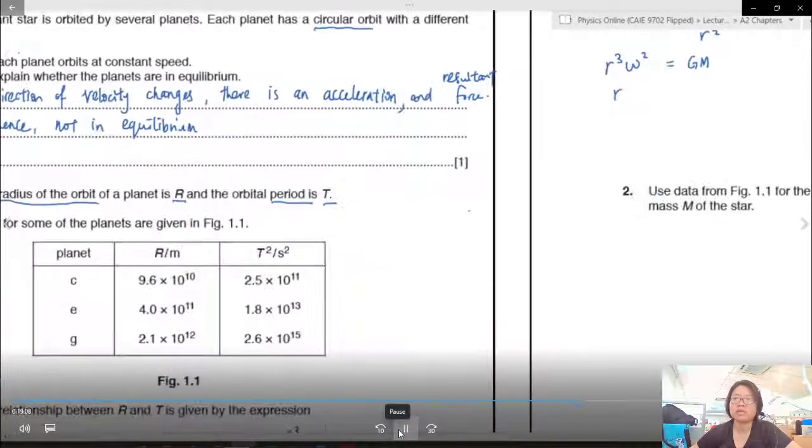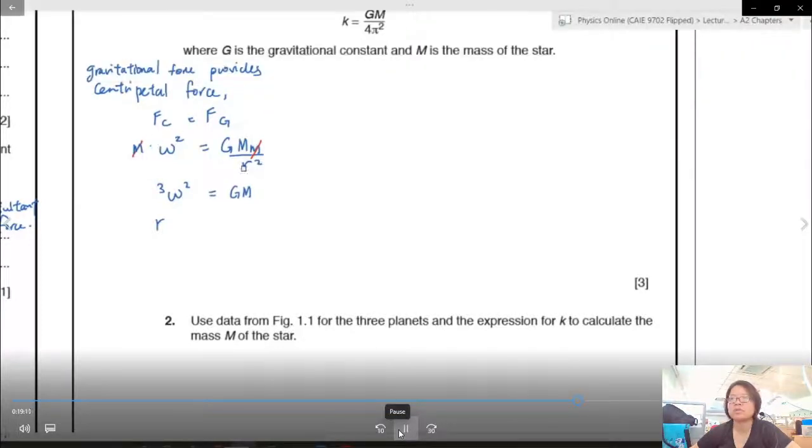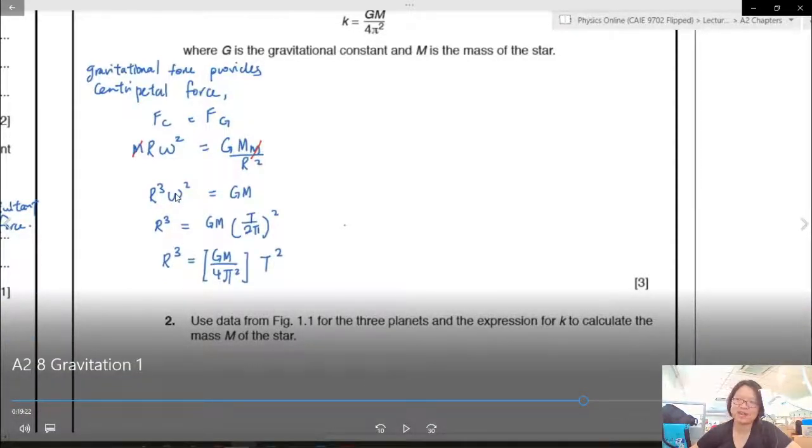And I can substitute omega as 2 pi over T. And then I notice they use big R. Better follow them. Use big R. Please follow the question. Okay, so this will be GM over (T over 2 pi) squared. Because omega is 2 pi over T, bring over here, becomes T over 2 pi. So I will get this expression, GM over 4 pi squared, times T squared. So if you compare, R cubed will be proportional to T squared. Whatever is inside the bracket will now be your constant K.